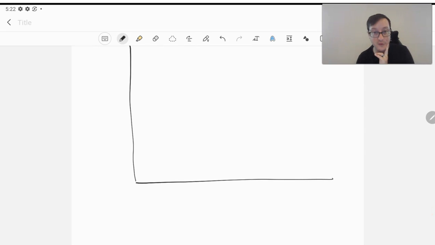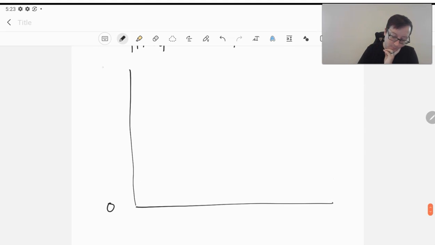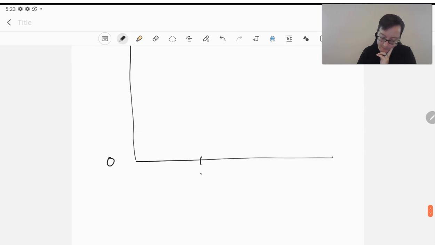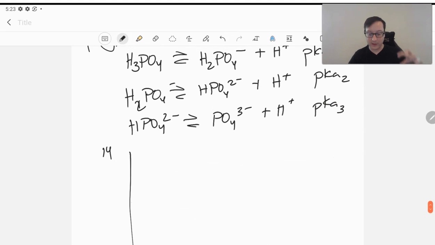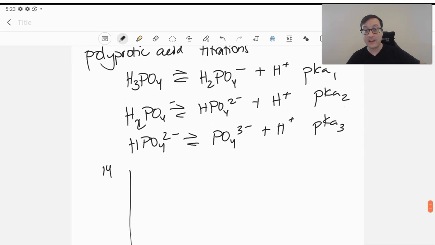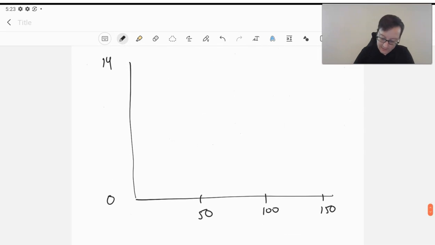If we again say we have 50 mLs of 0.1 molar of our acid, this time we're going to need 3 equivalence points, because the first equivalent will get rid of that first proton, take care of that first reaction. The second one will take care of the second proton, and then the third equivalence will take care of the last proton.